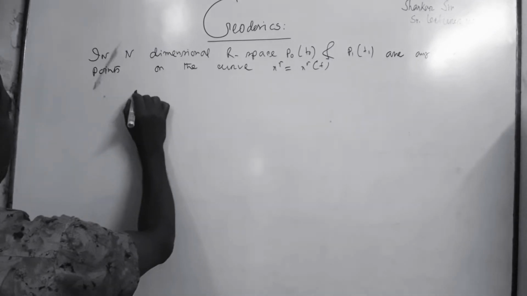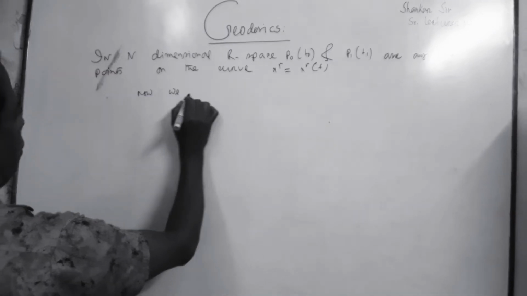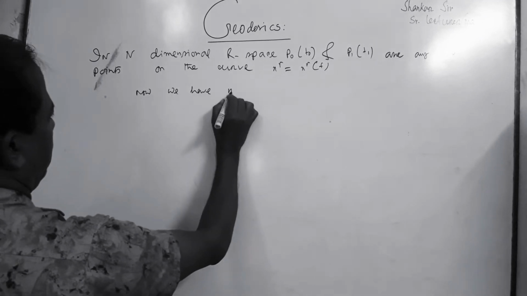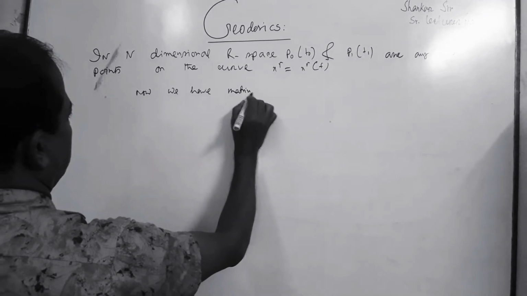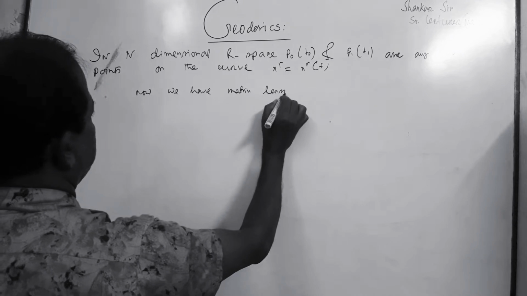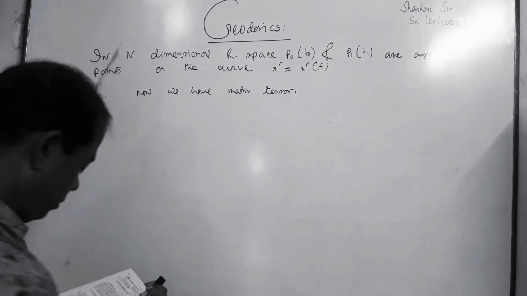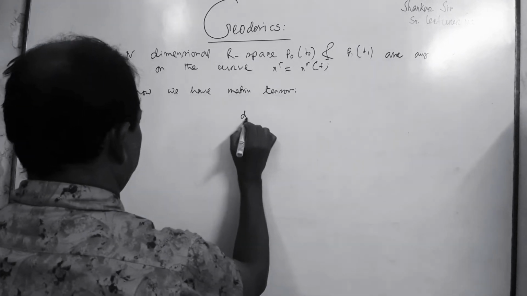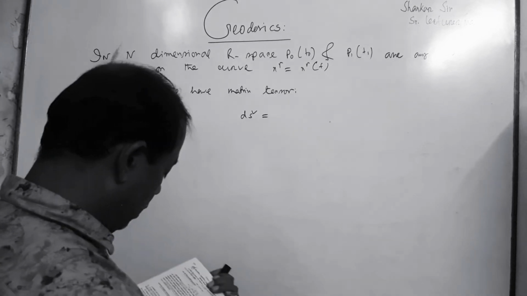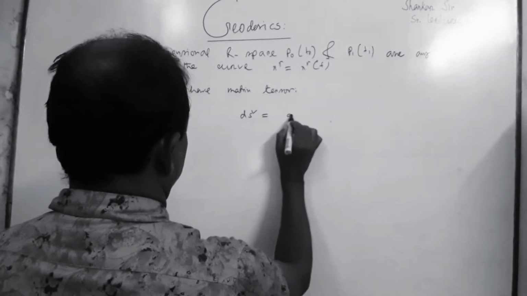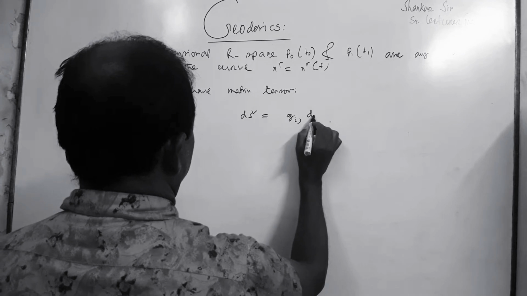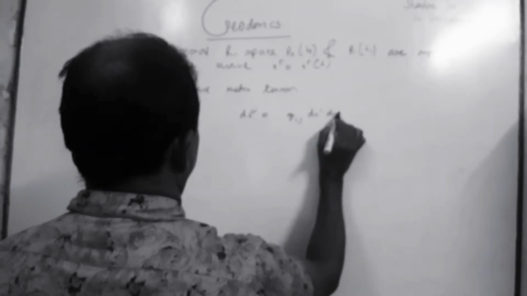We have matrix tensor: ds square is equal to g of ij dxi dxj.